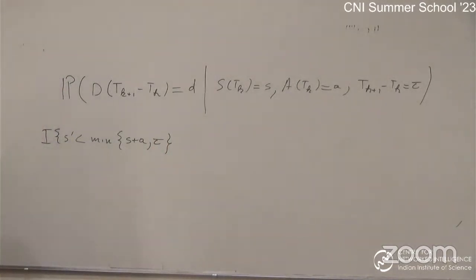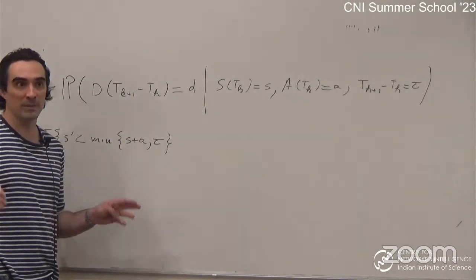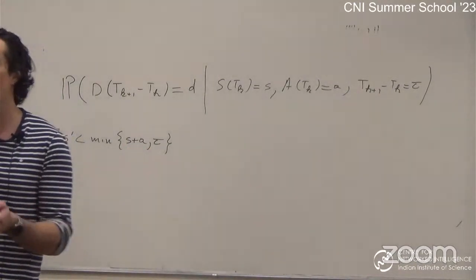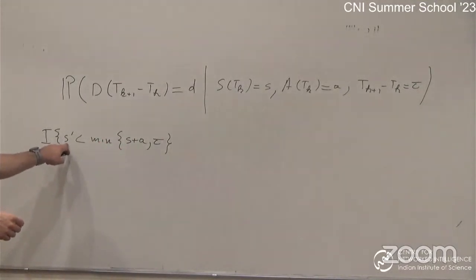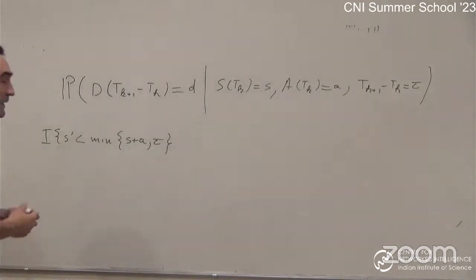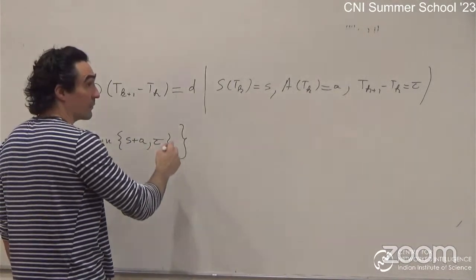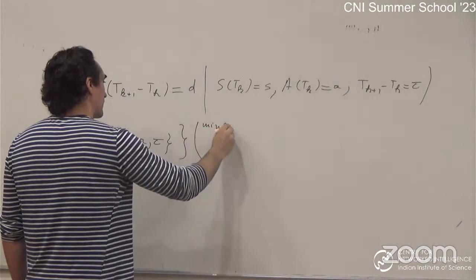Because I can only use one job in every time interval, right? At maximum, I can lose 2 jobs, bigger arrival times. And also at maximum, I can process only the jobs that are there, which is S plus A. So S prime, you cannot process more than this one, right? So I hope that it's clear. And then you just put it in the binomial, right? So it's S prime, minimum S plus A.